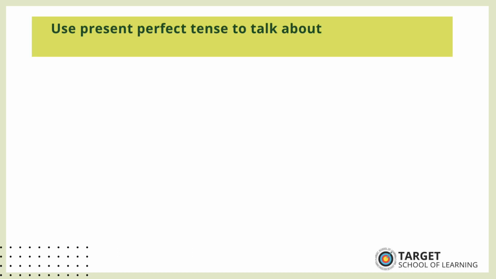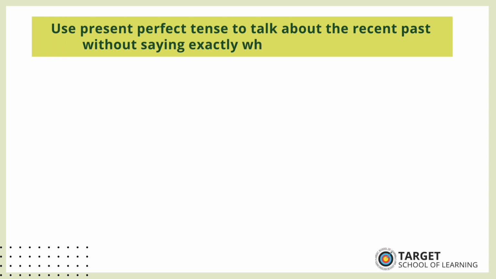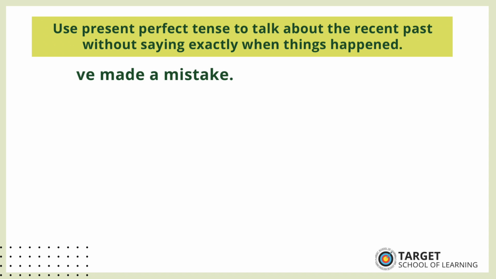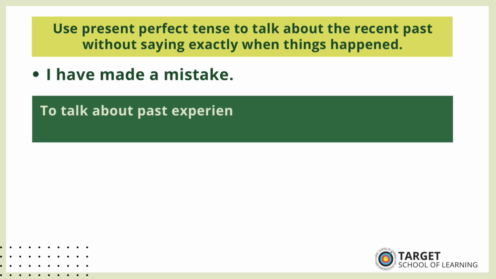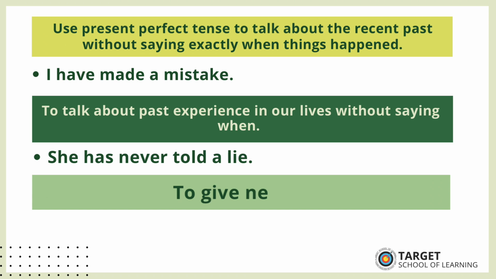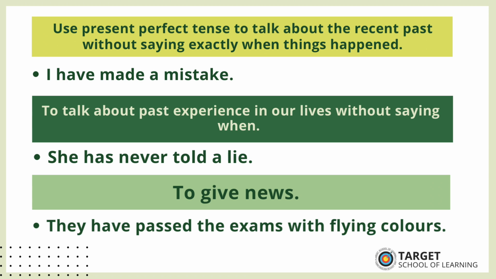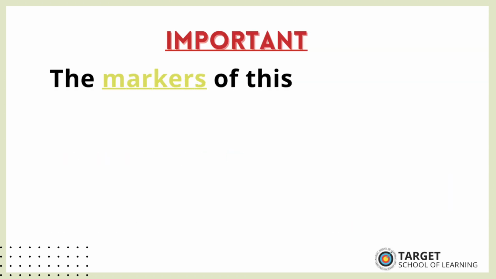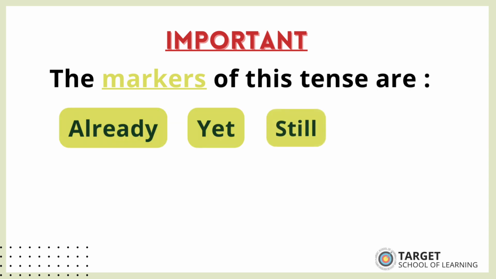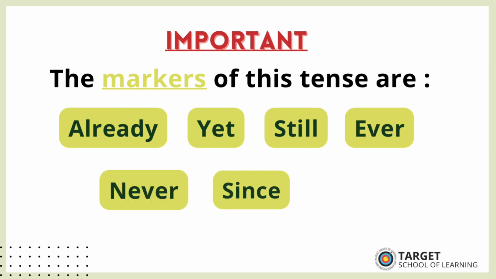Use present perfect tense to talk about the recent past without saying exactly when things happened. For instance, I have made a mistake. To talk about past experience in our lives without saying when. She has never told a lie. To give news. For instance, they have passed the exams with flying colors. The markers of this tense are already, yet, still, ever, never, since, or for.